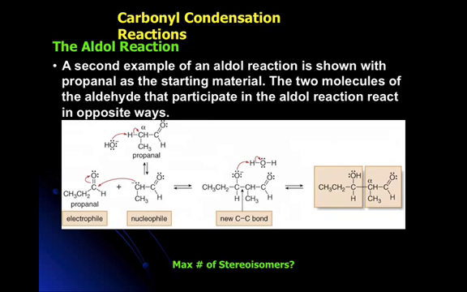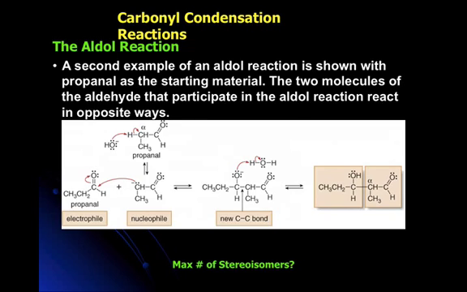Everything. 2 stereocenters, so what's the formula? 2 to the n, right? Where n is the number of stereocenters, so we can have a total number of 4 stereoisomers. 2 diastereomers, and each diastereomer has an enantiomer. So is that going to be an efficient reaction to run in the laboratory? No. Okay.